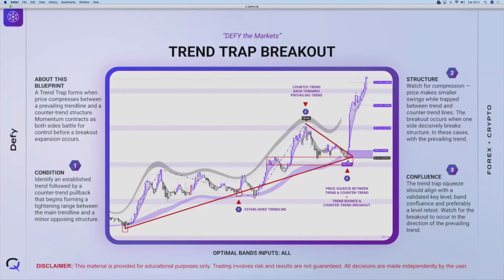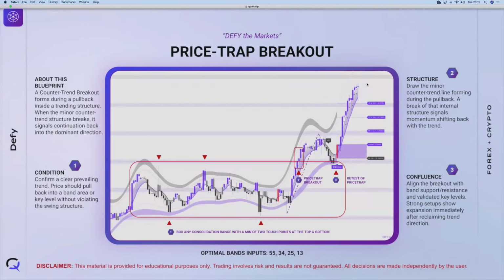It's now testing the trend line at the same time, testing the prediction band, and then breaks out of the counter trend, and boom, the market goes up. This is a trend trap breakout. So it is, again, testing the key level, testing the trend line, the band, and then breaks the counter trend line in the direction of the trend, and bingo. And now for the last one, we have the price trap breakout.